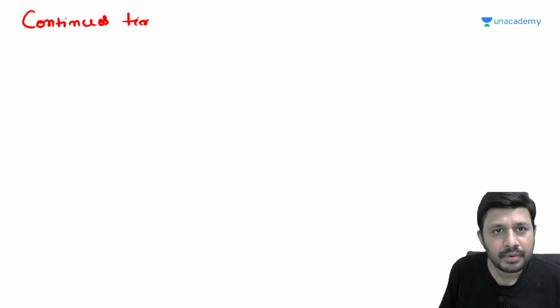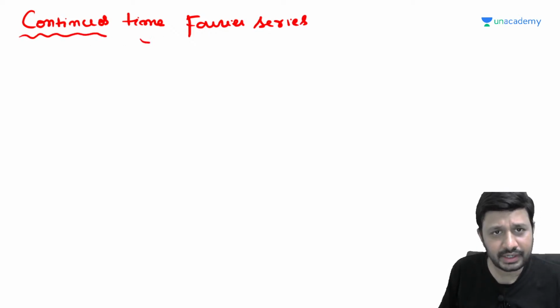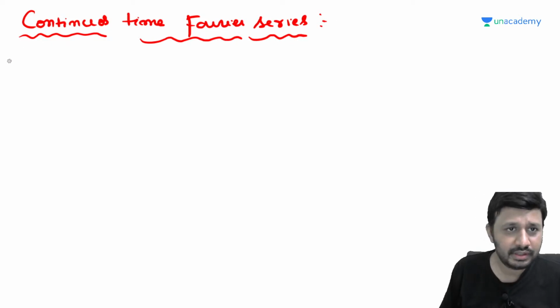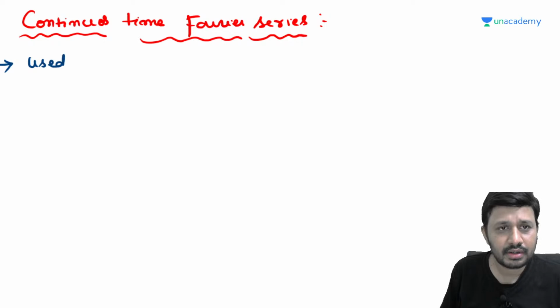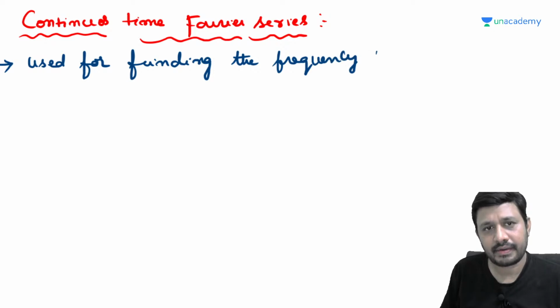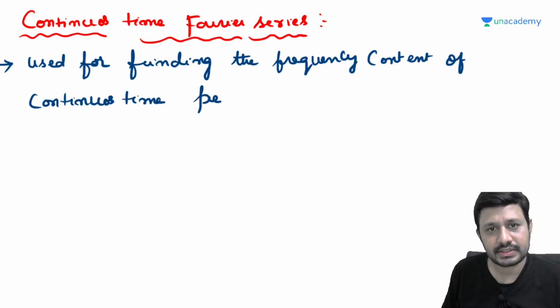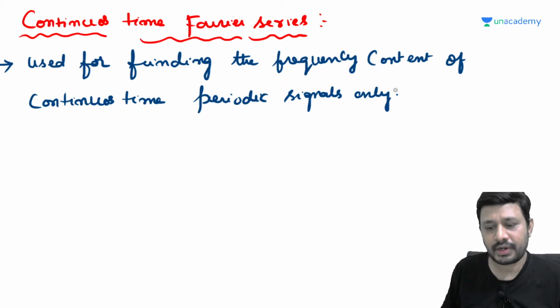Let's start with the continuous time Fourier series. First of all, why are we studying the continuous time Fourier series? Continuous time Fourier series is used for finding the frequency content of continuous time periodic signals only.